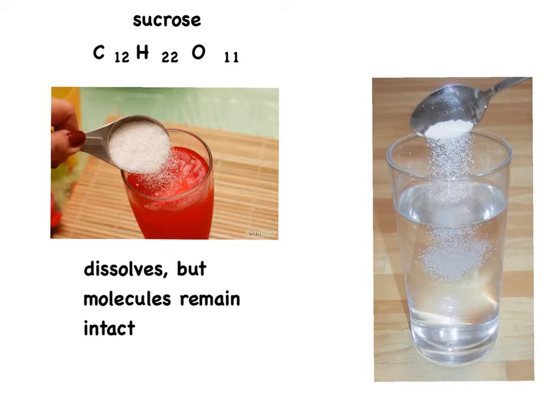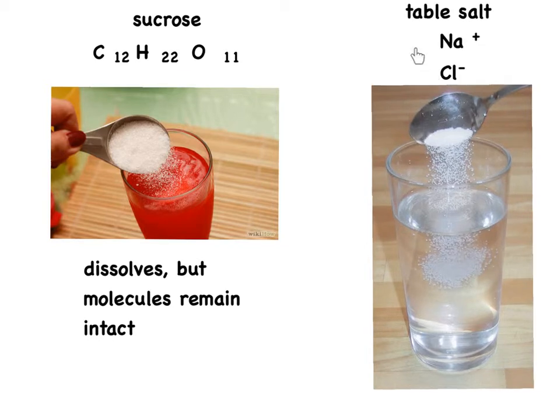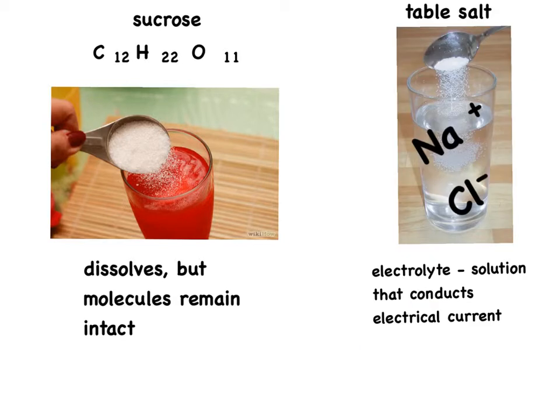Sodium chloride, or table salt, is composed of a metal, sodium, and a nonmetal, chlorine. And so the metal and nonmetal are ionically bonded together. When table salt, sodium chloride, is dissolved in water, the sodium ions and the chloride ions are separated by the water molecules. When we have a solution with ions in it, it's known as an electrolyte, or a solution that will conduct electrical current.